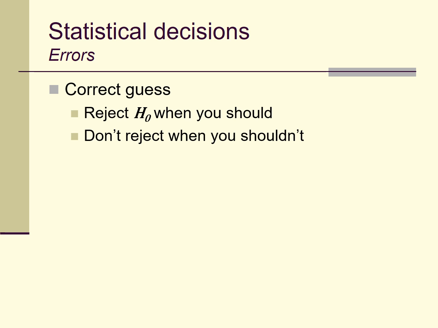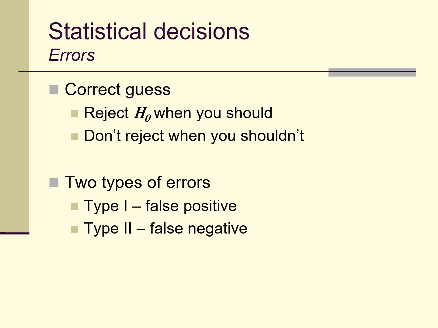Or it could be the case that in the population there really is no difference between groups, or there's no correlation between variables. Essentially there's no effect, and based on the data that we have, we have insufficient evidence to reject the null hypothesis, so we continue to maintain it. So we don't reject the null hypothesis when in fact we should not reject it. Either way, that's a correct guess, or a good call. The other types of outcomes, of course, are errors.